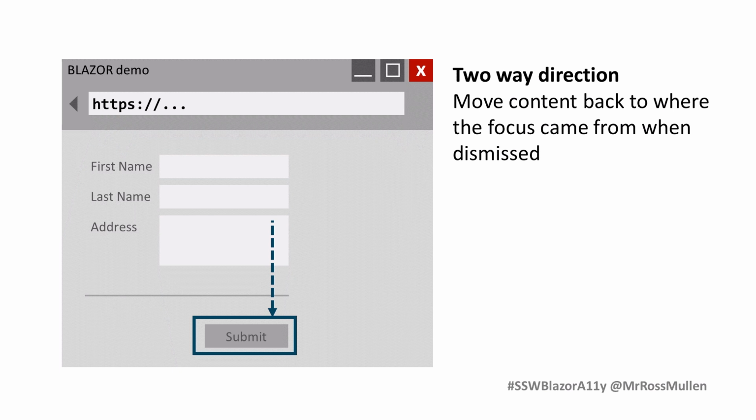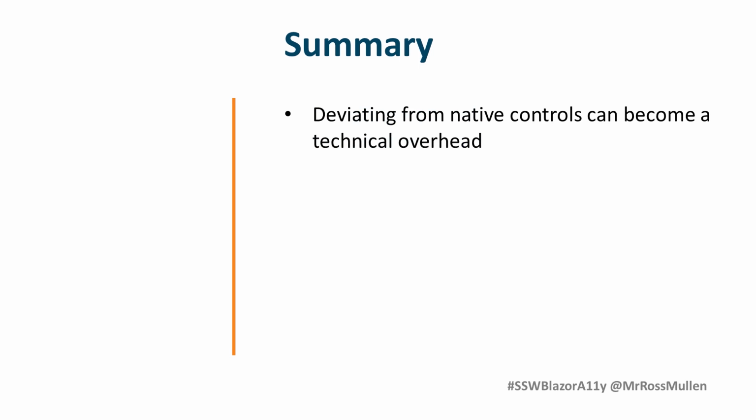Native HTML controls as standard have built-in semantics which screen readers and other assistive technology can interpret and understand without having to do anything extra. When building your own components, you need to do extra work to bring those components up to an acceptable level. The div button is a really good example. Deviating from standard controls can become a technical overhead with having to add back features which exist already within HTML elements, and in that case, the button element.